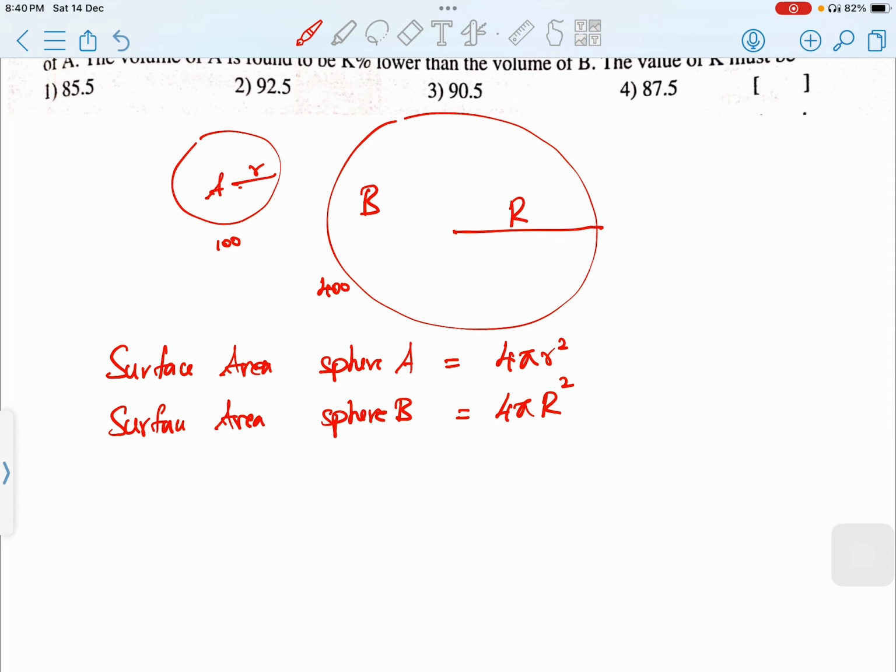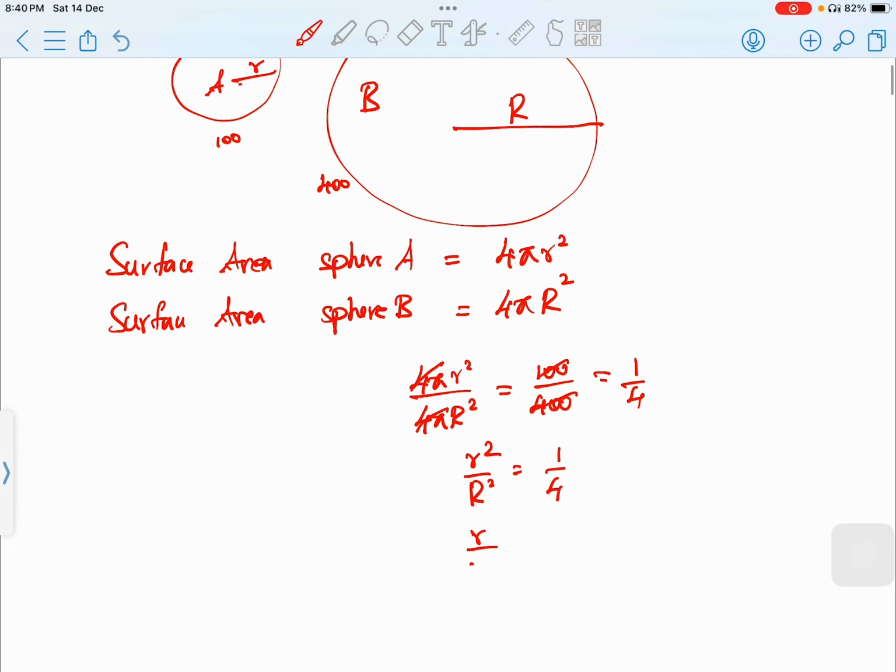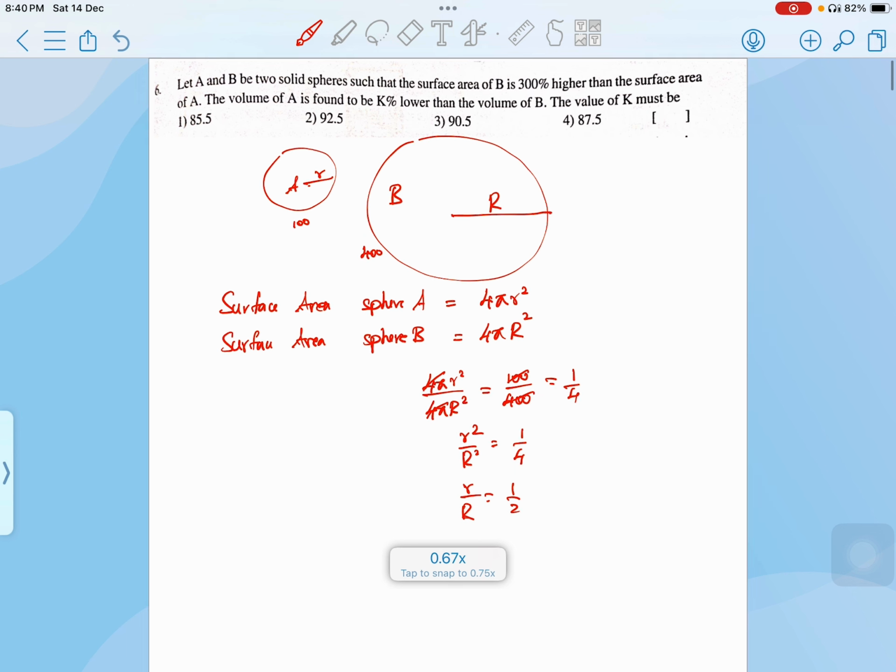So their ratios will be 4 pi r square divided by 4 pi capital R square is 1 is to 4, or 100 is to 400. So 4 pi cancel. So you will get r square by capital R square equals 1 by 4. When you take square root, r by R is equal to 1 is to 2. Okay. So they are asking you to find, if the volume of A is found to be k percentage lower than B. So let's find out the volume. Then let's see how many percentage it is lower.